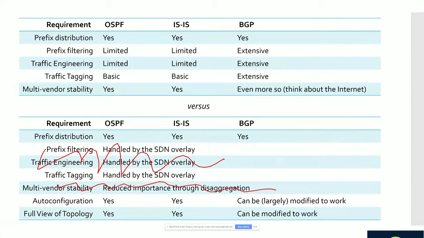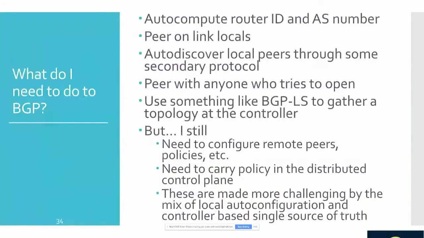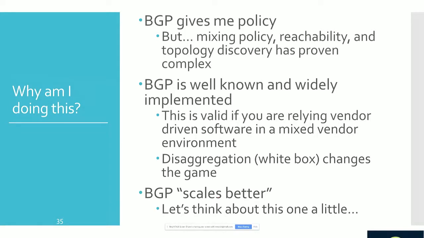But now I add more stuff in here that is a requirement. I've added 2 new requirements. One is auto configuration, one is full view of topology. Auto configuration I get automatically with OSPF and ISIS. You can do this with BGP, but it has to be modified and messed with. And again, full view of topology is the same way. So I'm seeing this movement towards auto computing things and moving away from the configuration and DevOps world.